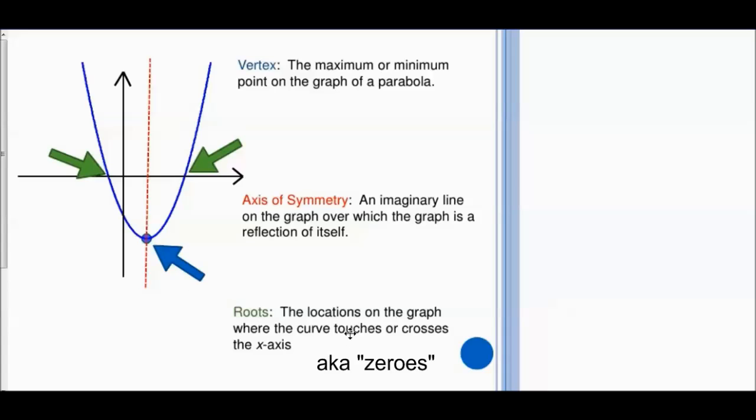The roots are going to be very important in lessons to come. That's what's pointed in green right here. These are the locations on the graph where the curve touches or crosses the x-axis. Now this is also known as the zeros of the graph. They are extremely important because as we start to solve quadratics, you can use a graph, and those points are the solutions of the quadratic.